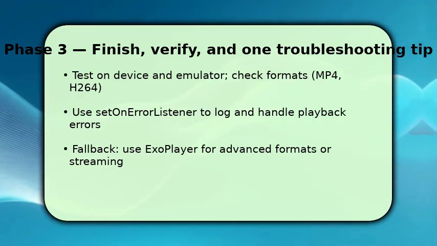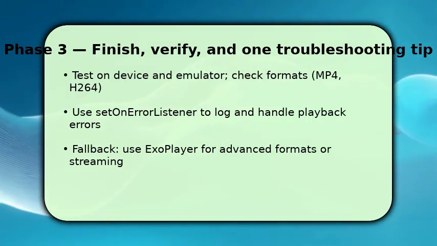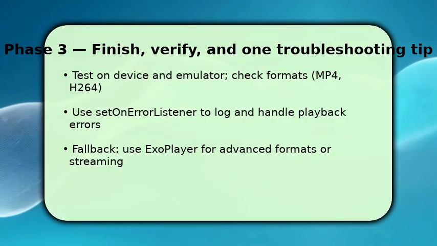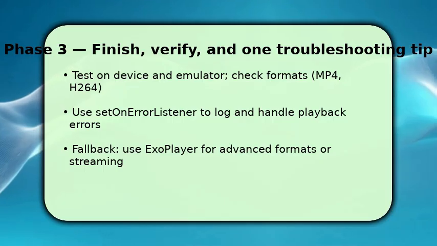Set onPreparedListener to auto-start or adjust buffering, and set onErrorListener to capture failures and show a user-friendly message. If the VideoView fails on certain streams, make sure to check network policies and try an alternate player. A key troubleshooting tip: if errors persist, switch to ExoPlayer. It's more robust.